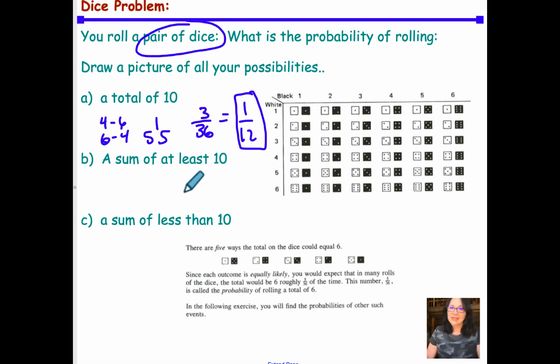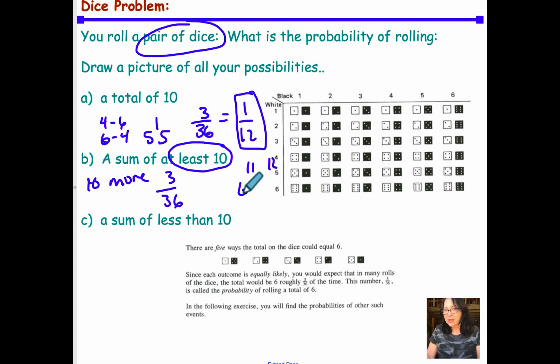The sum of at least 10. Now, that's a little bit tricky because they're saying, I want a sum of 10 or more. And if I do 10 or more, right, I'm going to start with my 3 out of 36, of course. But then or more means I could have an 11, I could have a 12. So what are my options for 11? It's a black 6 and a white 5, or a black 5 and a white 6. So that's 2 more. And then I could get a 6 and a 6. That's going to make 12.